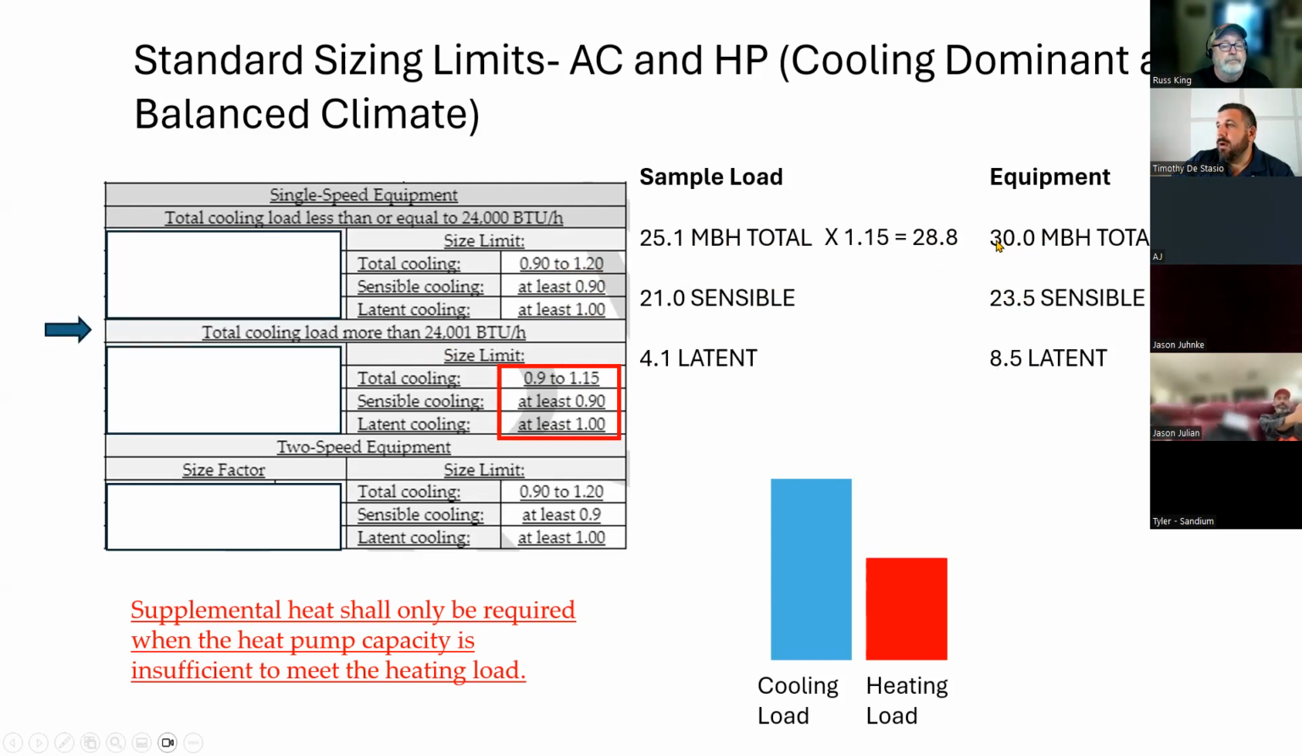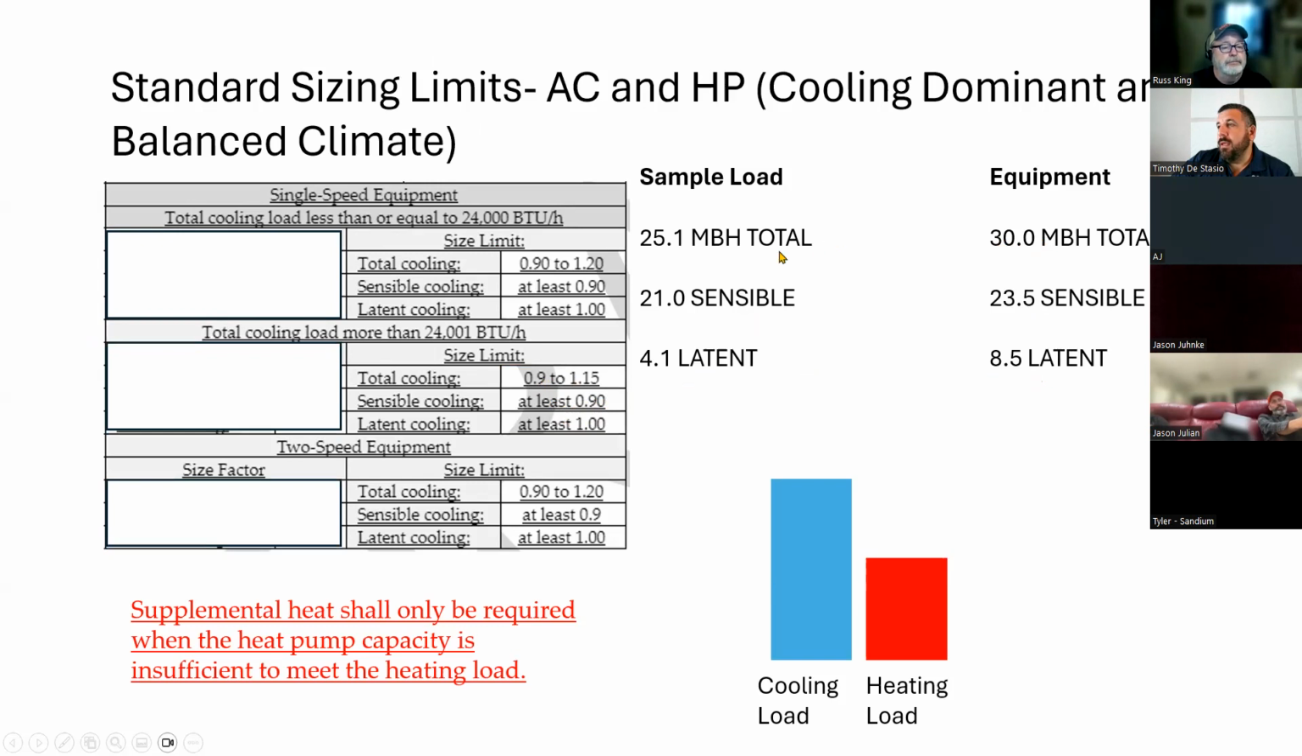So if I'm close here, I am going to keep moving forward to see whether the rest of this matchup qualifies. Well, obviously, we are going to be more than 90% because our sensible capacity is more than our load, but just by a little bit. 2,000 BTUs, that's not a lot. And then our latent capacity is well over 100% of our load. So really, in this case, I would not feel uncomfortable putting this system in a house, even though technically, because of the total BTUs not matching, it would not comply. We're still good.